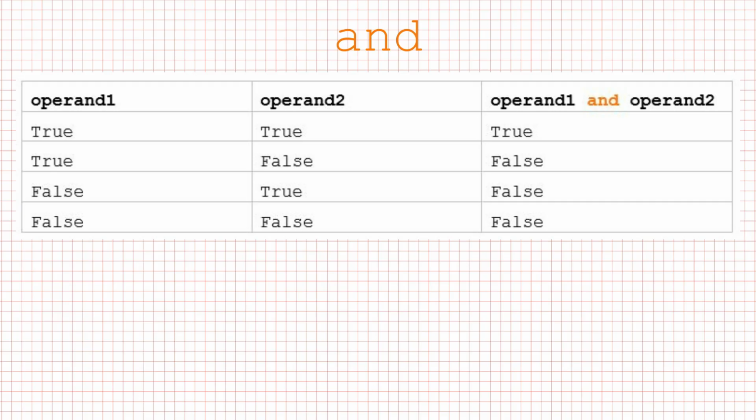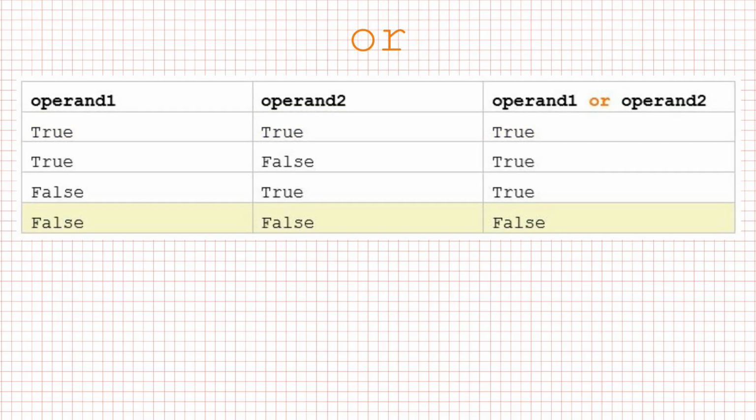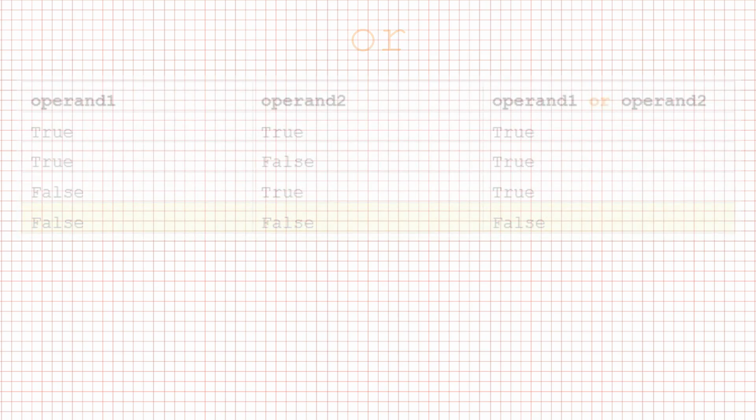Here's a truth table for and. The and evaluates to true only when both expressions are true. Here's the truth table for or, and or evaluates to false only when both expressions are false. This is pretty close to how we use these words in natural language.